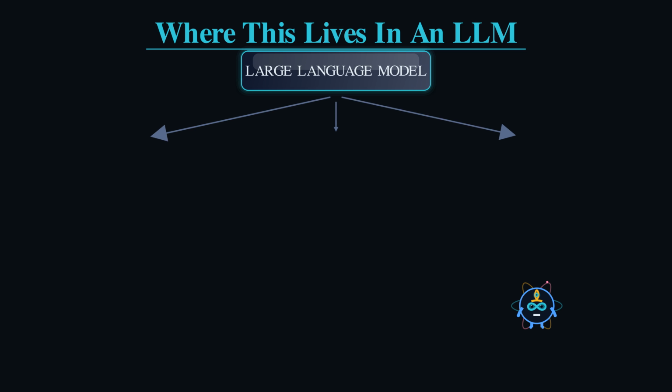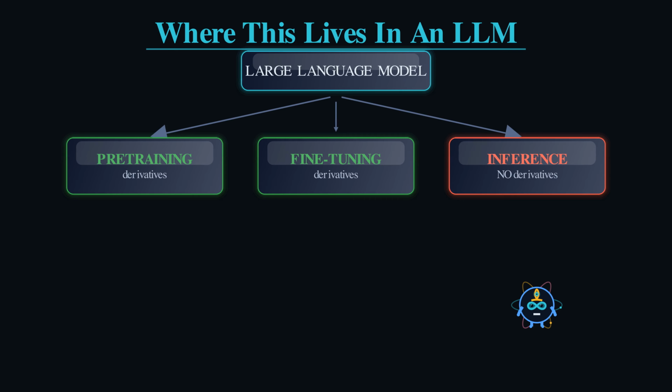So where does this actually sit inside a language model? A model like this has 3 modes. And here is the part that surprises people. When you are actually chatting with it, no derivatives are computed at all. Not one. We checked on the real GPT-2 during generation, 0 of its 148 weight tensors carry a derivative.